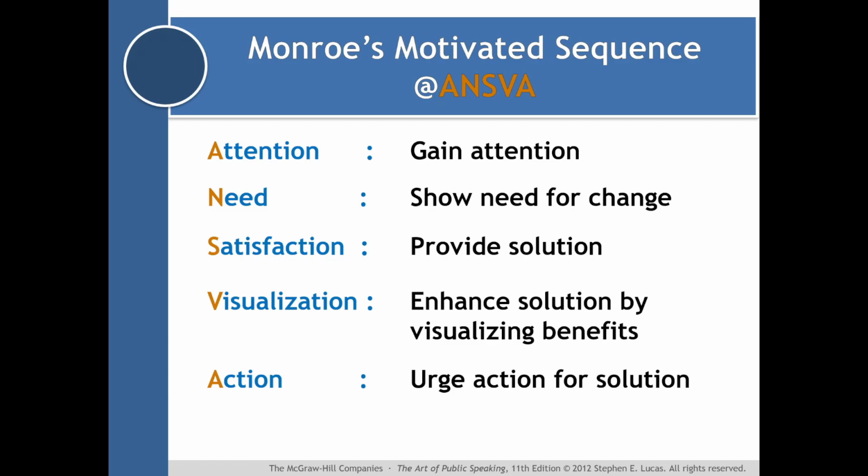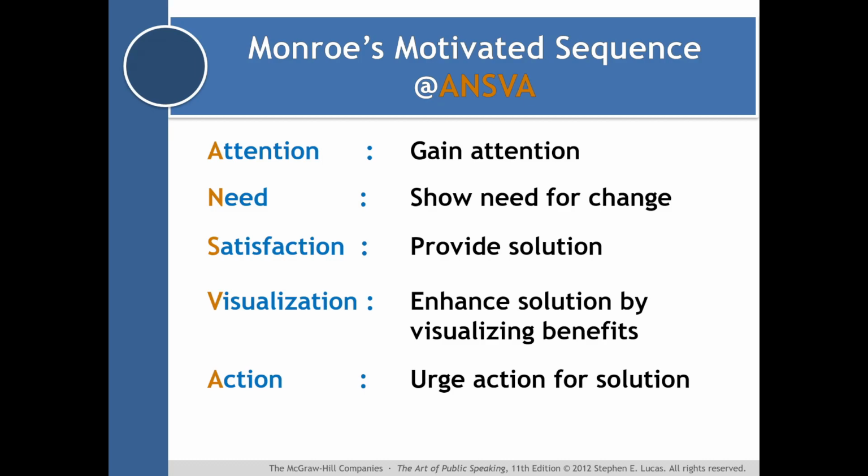Third one, satisfaction, meaning that you provide a solution. For example, you provide a way for them to do it. For example, you want to ask them to donate blood. So provide a solution. Maybe go to the clinic, go to the hospital. Maybe there are some people who are holding a blood donation event. Those can be part of the solution. And then you can move on to visualization.